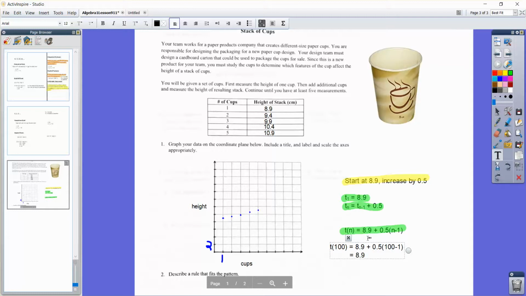8.9 stays here, and if I use my order of operations, this is going to be 0.5 times 99, right? Which is going to be 49.5. 8.9 plus 49.5, and then this simplifies to 58.4, right? 58.4. Okay, so that works out. So that means that if I stacked 100 paper cups on top of each other, it would be 58.4 centimeters tall. Or a little more than half a meter. Right, so that works out nicely.